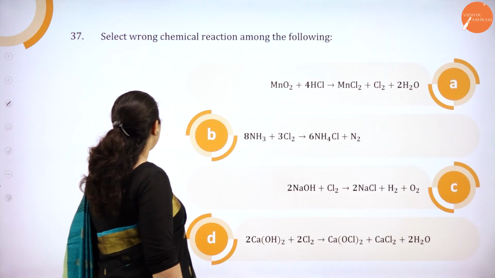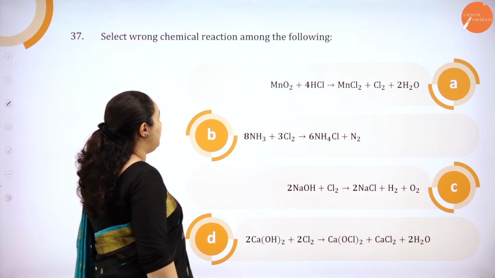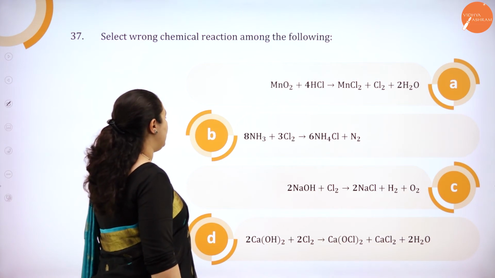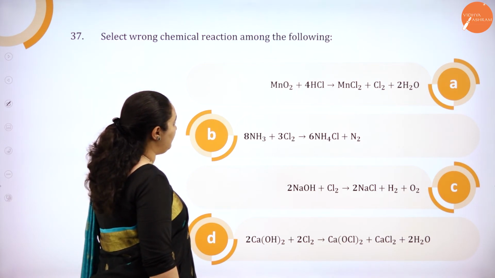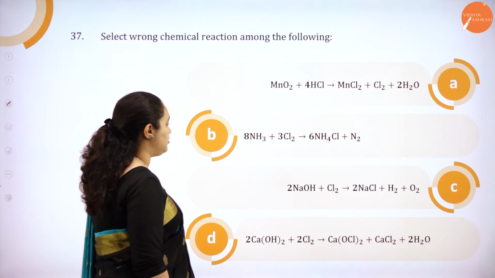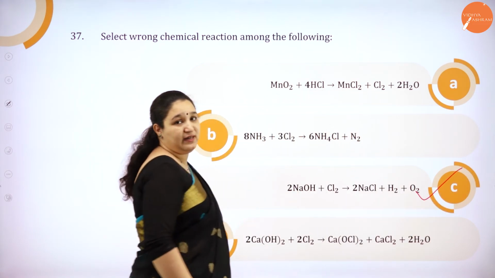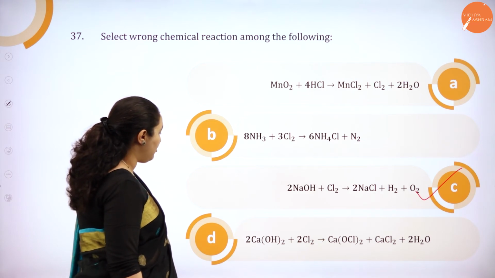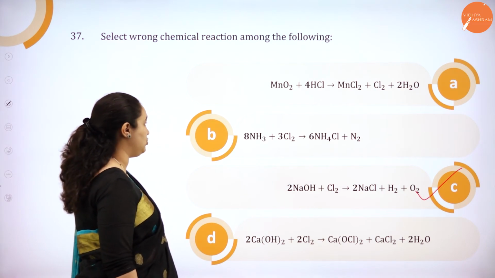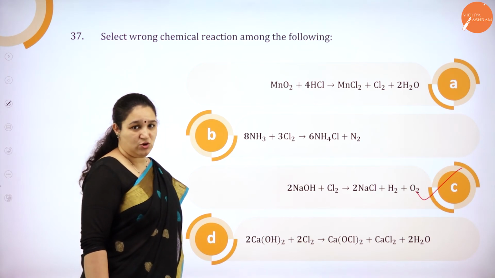Next one, select the wrong chemical reaction among the following. MnO2 plus 4HCl gives MnCl2 plus Cl2 plus 2H2O; NH3 with chlorine gives ammonium chloride and nitrogen gas; sodium hydroxide with chlorine gives sodium chloride, hydrogen gas and oxygen. This is the one which is wrong. Okay, I shall write the correct reactions for you all. Calcium hydroxide with chlorine will give CaOCl2, CaCl2 and 2H2O. That's also correct. So option C is the one which is wrong.